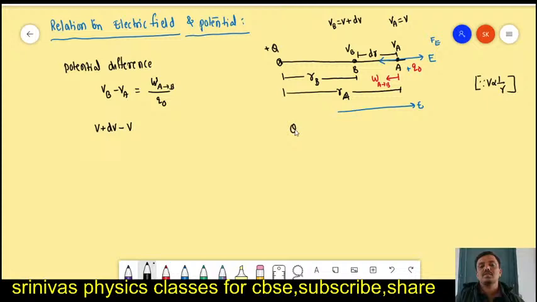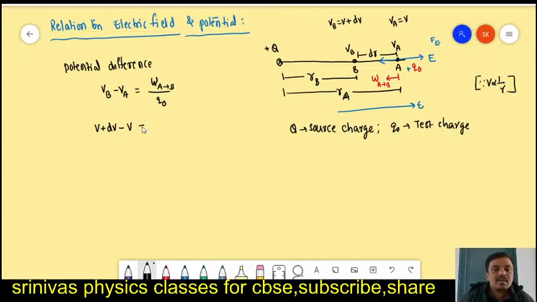Here capital Q is the source charge. Potential depends upon the source charge only. And Q naught is the test charge. Now, the potential difference formula is the work done to move from A to B. The work done to move from A to B is force into displacement, F bar dot dr bar. We are taking the displacement as dr.